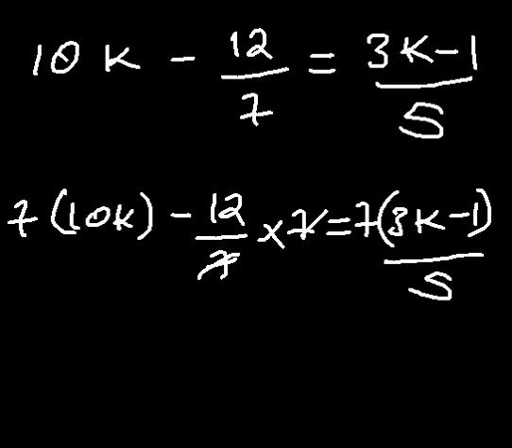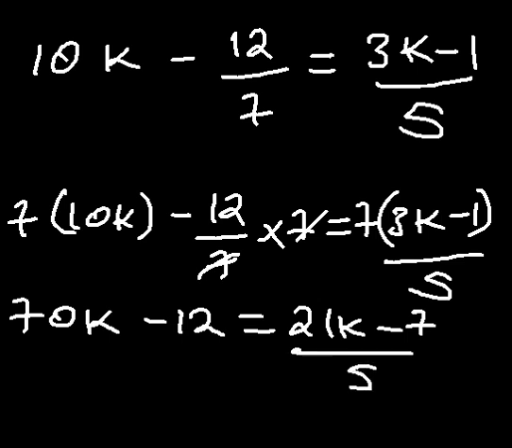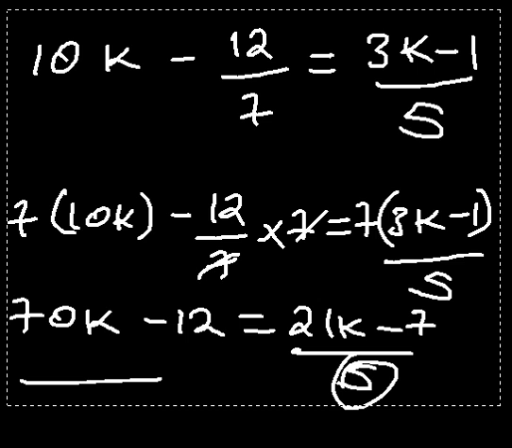So this one will cancel, and we'll have 70k minus 12, which is equal to, now we'll multiply 7 throughout inside. In that case, we'll have 21k minus 7 divided by 5. Then you also do the same with 5. And try to find the solution for k at your own time.